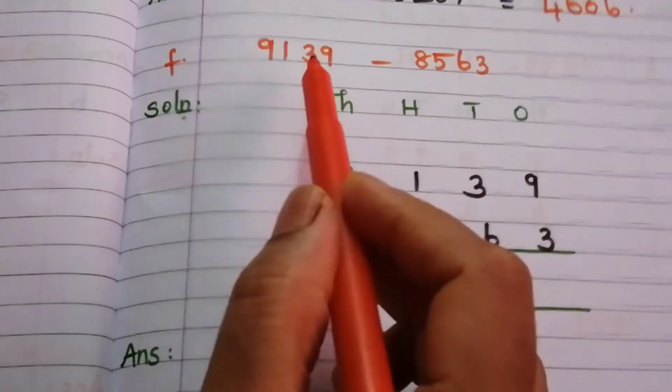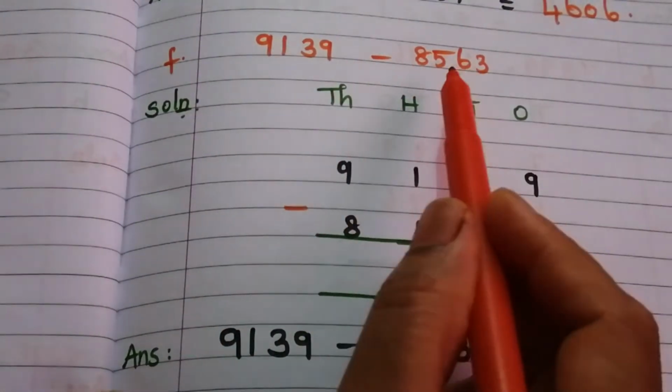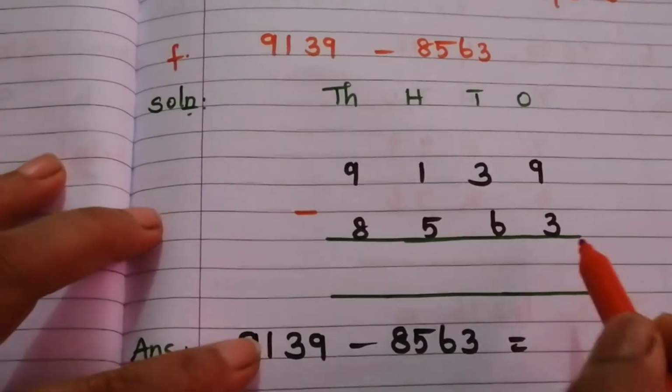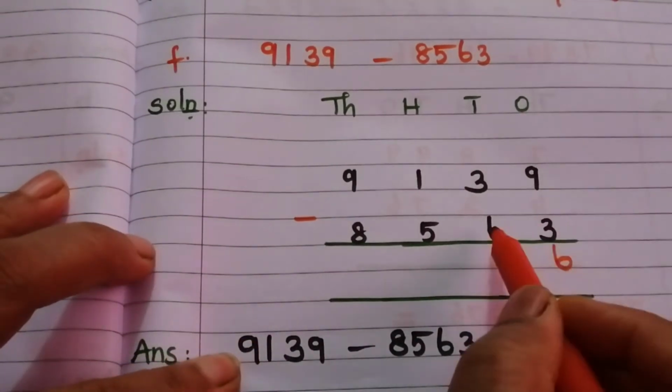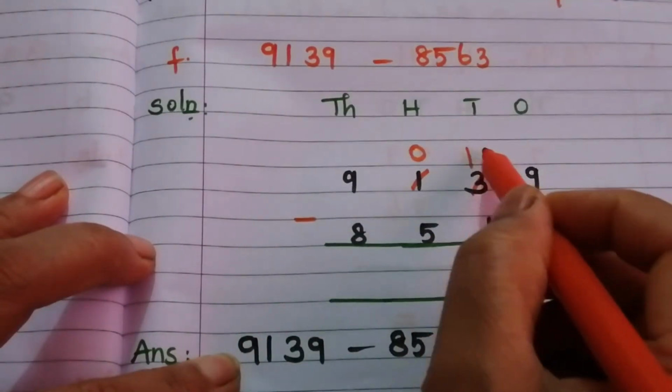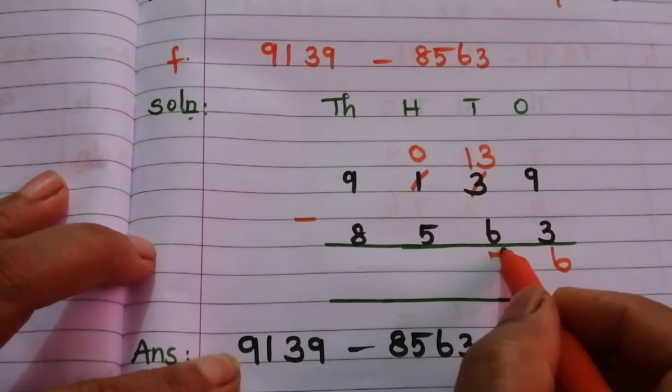F. 9139 minus 8563. Start from ones place. 9 minus 3 is 6. We can't subtract 6 from 3. Borrow from this 1. It becomes 0 and this 3 becomes 13. 13 minus 6 is 7.